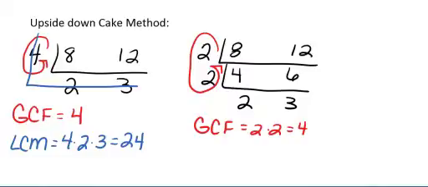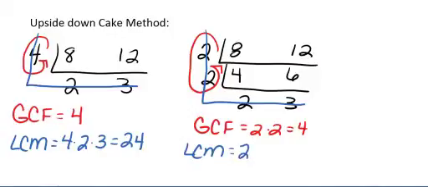Then my least common multiple would be the L. So my least common multiple is 2 times 2 times 2 times 3. 2 times 2 is 4, times 2 is 8, times 3 is 24. So as you can see, we get the exact same answer even though we approached it differently.